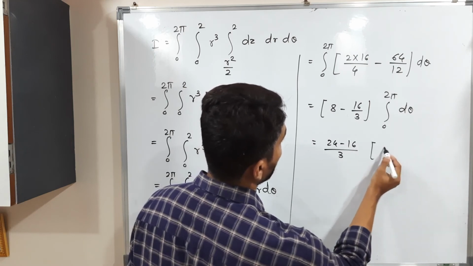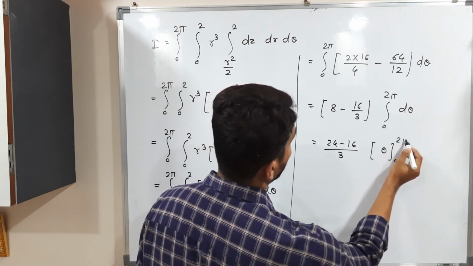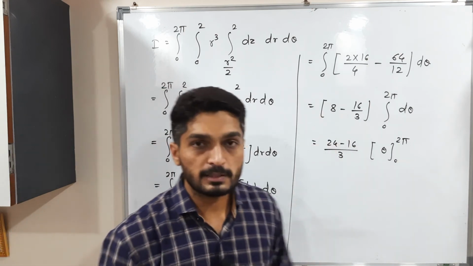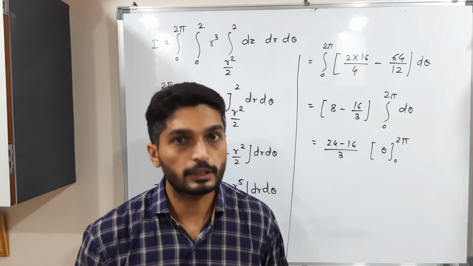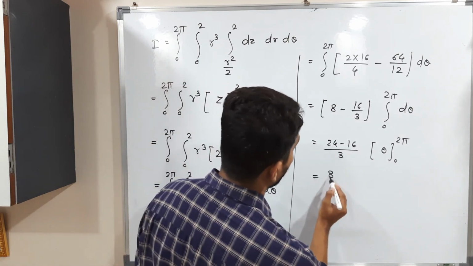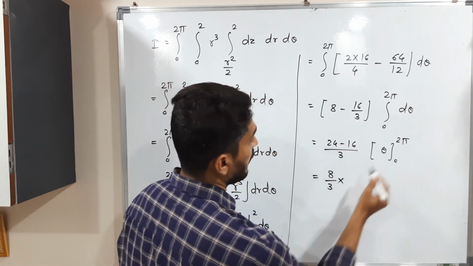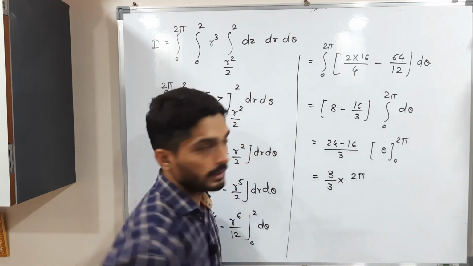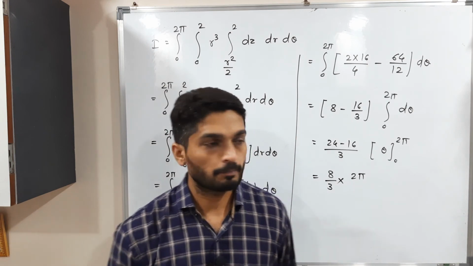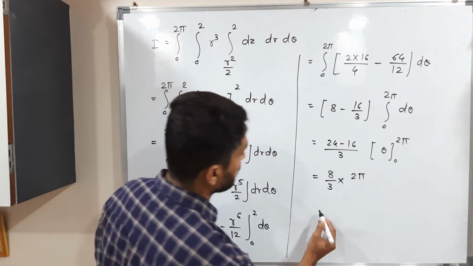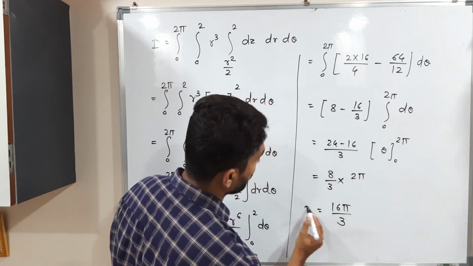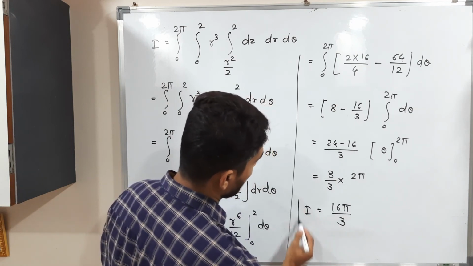What is the integration of d theta? Theta with limit 0 to 2 pi. We are solving simultaneously: we are solving this bracket along with that integration also. So 24 minus 16, that is 8 by 3, and it will give us 2 pi. Since if you put the lower limit, we will have again 0. So this is nothing but 16 pi by 3. So this is the required answer.